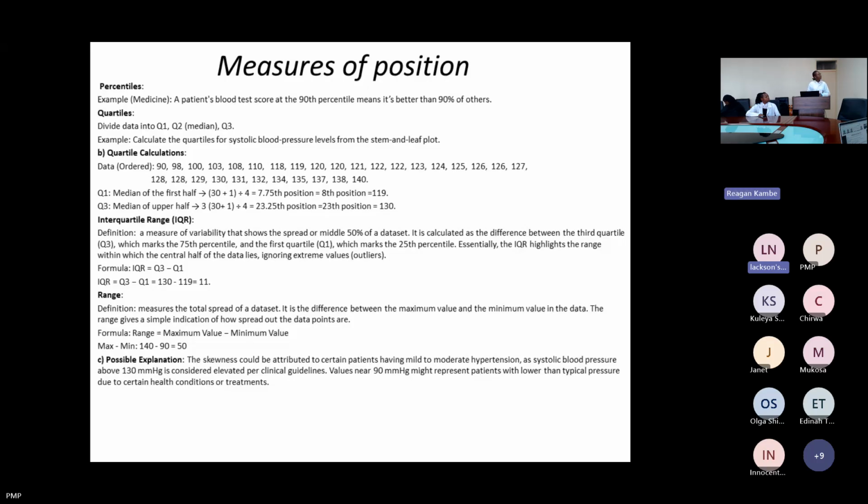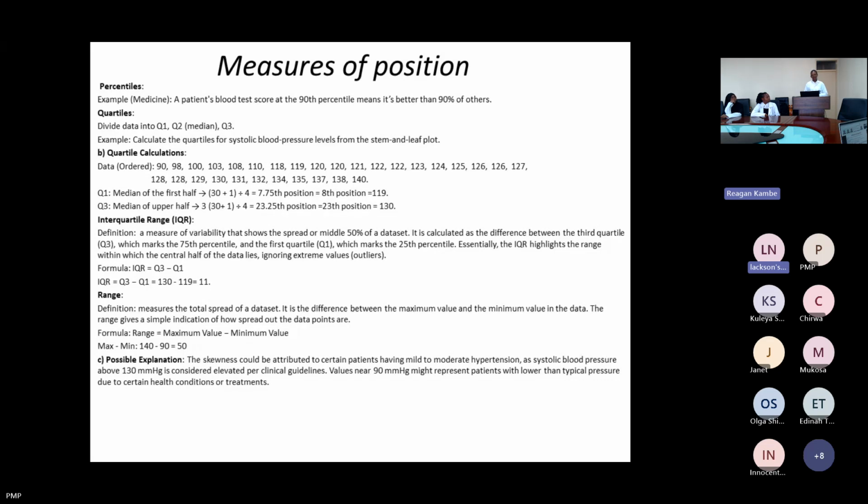We calculate the first quartile as 1/4 times n plus 1. In this case, we have 30 patients, so we are going to say 30 plus 1, which will give us 7.75 position. Approximately, that is the 8th position. This gives us the position where we can find the figure from the stem and leaf, which will give us 119. On the upper quartile, we calculate it as 3/4 of n plus 1.